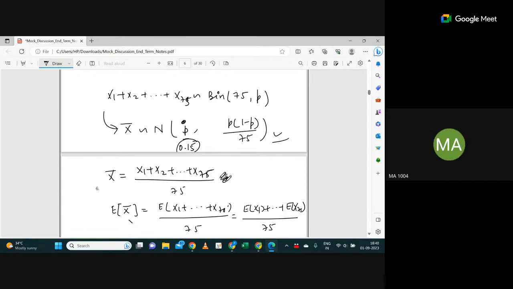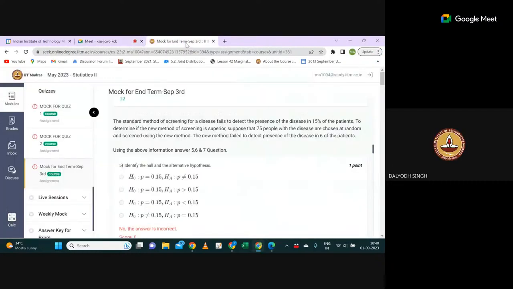Not 6 by 75? X bar, how should X bar be 6? Yeah, it's given as 6, right? No, it says... okay, so it's not X bar. See, X bar is what? We are going to take the sample mean, right? Yeah. It says it's a number.